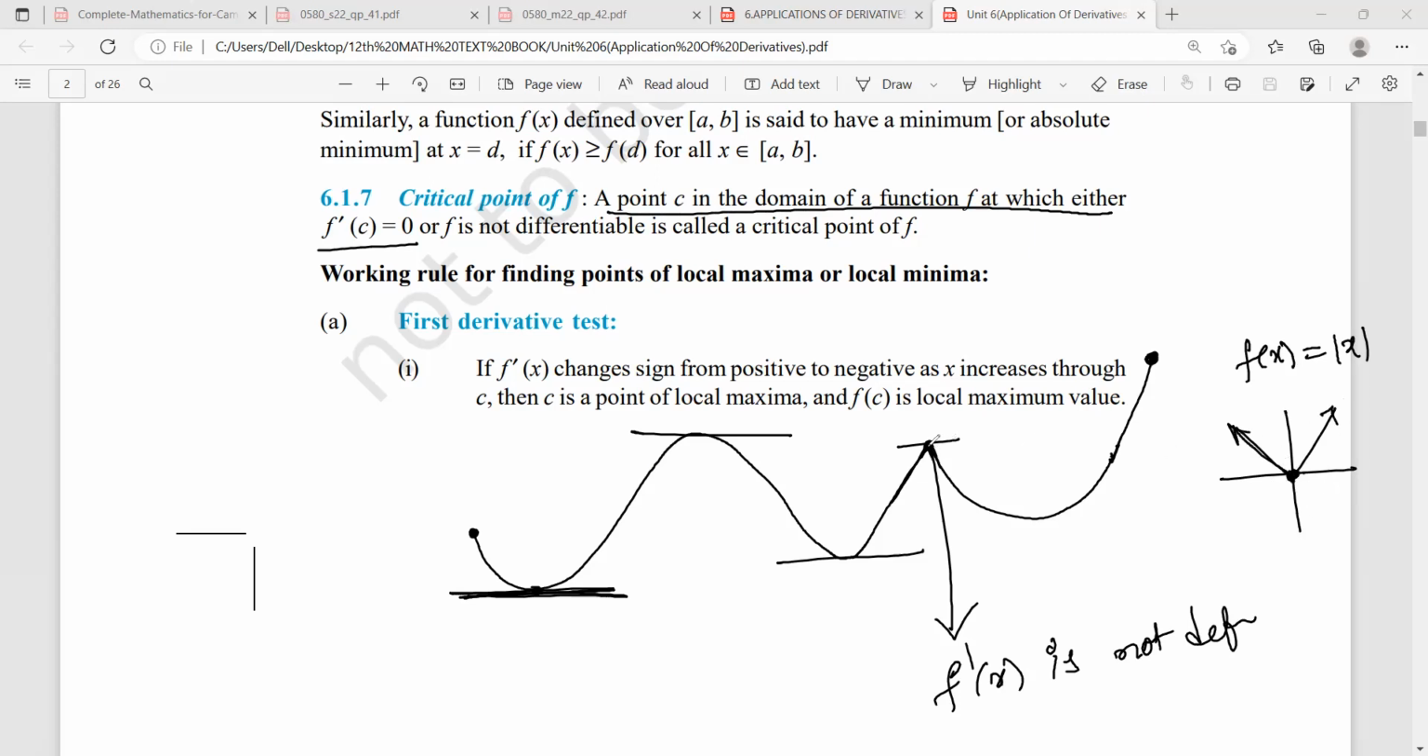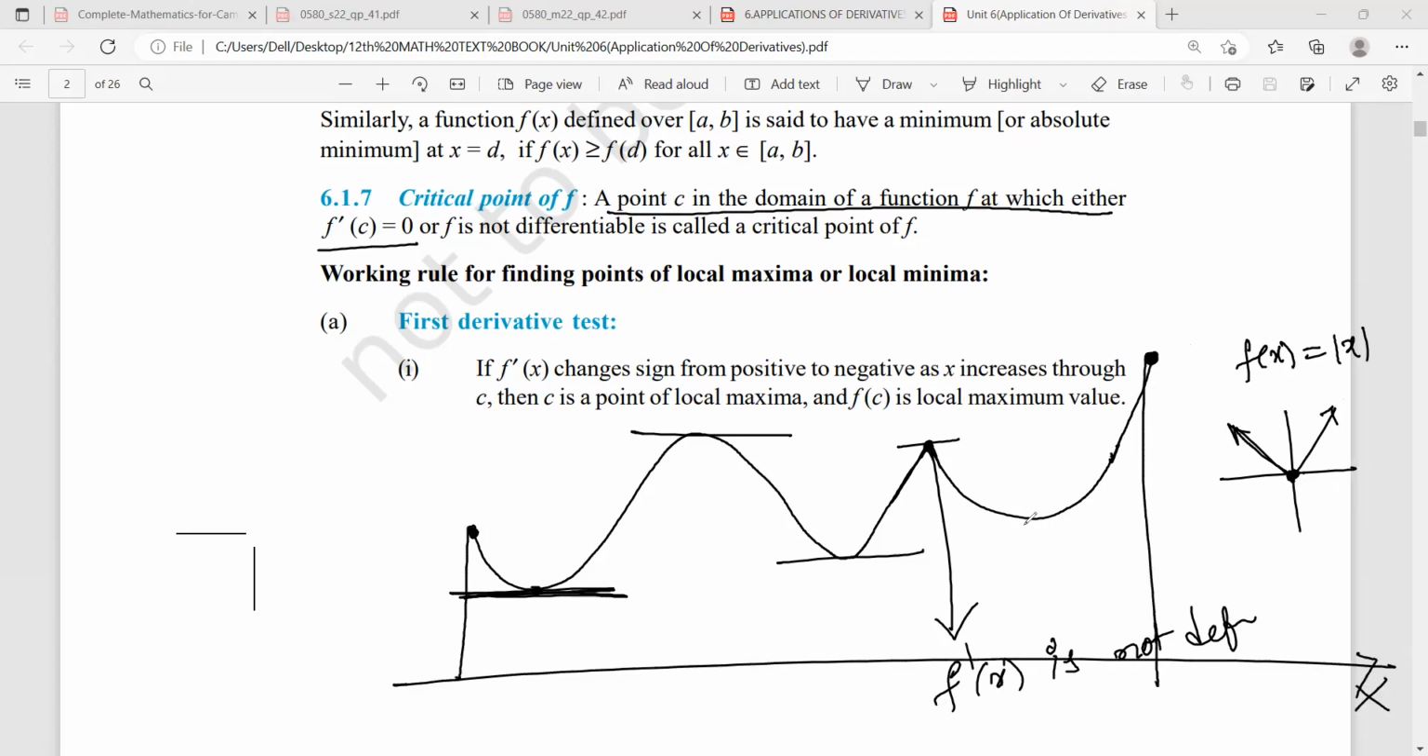Okay? Critical point only. So this is also a critical point, but f dash of x is not defined. Here also it is a critical point, if f dash of x is not defined, like this. Now, let's say this is the x-axis. If it's a vertex, it's never defined. And the endpoint also is not defined. But still it is a critical point. These are all critical points.